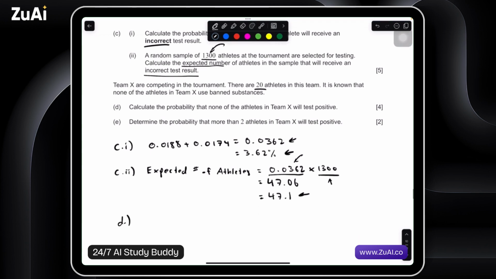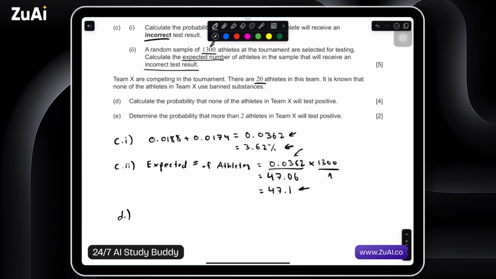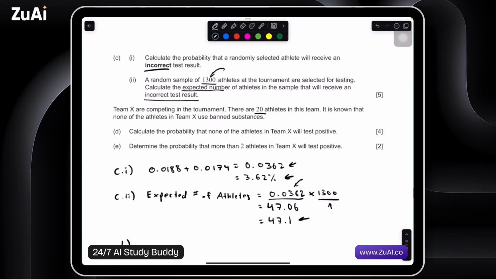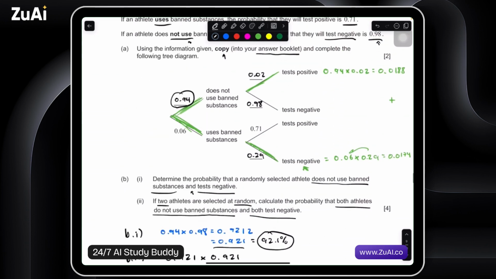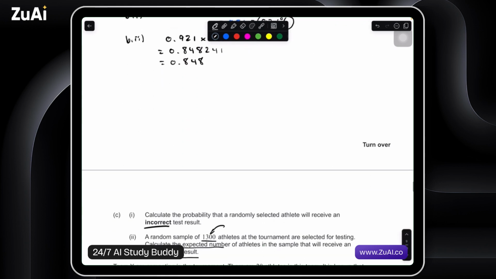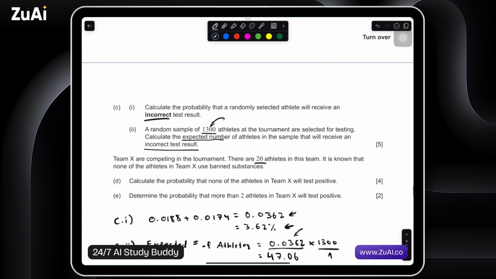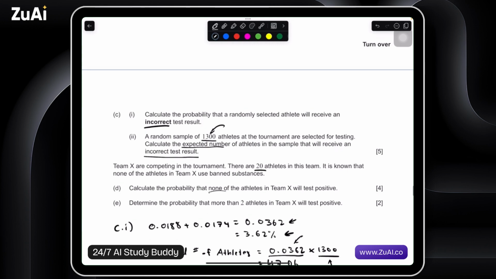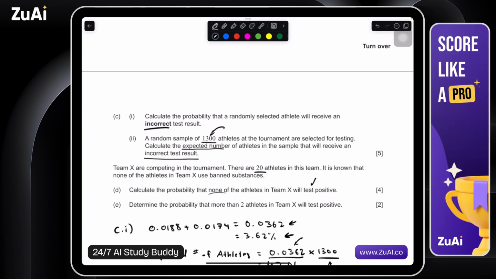Calculate the probability that none of the athletes in Team X will test positive. So they're within this group that do not use banned substances. What's the probability that none of the athletes in Team X will test positive? So none that will test positive. Let's put test positive as a success.